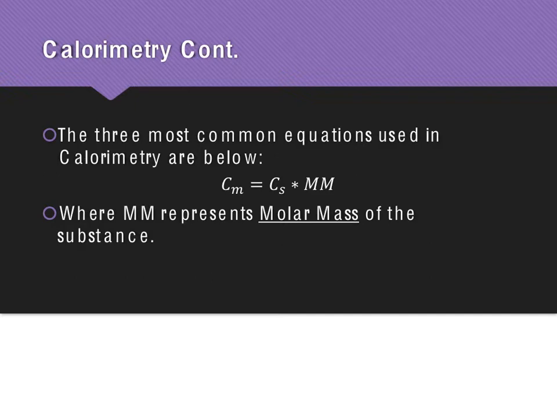And lastly, in case you're given specific heat capacity or molar heat capacity and you need the other, your molar heat capacity is just your specific heat times the molar mass of that substance. And that's it. Those are your 3 most common equations. We will use them very often in calorimetry, for example, in our next example.